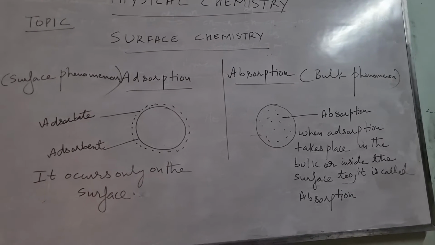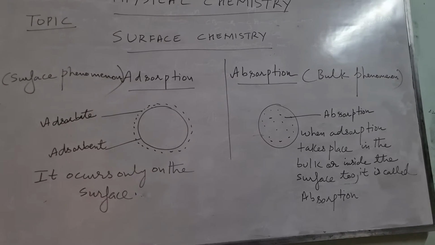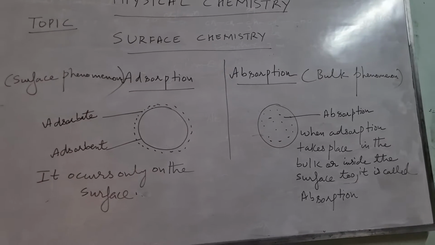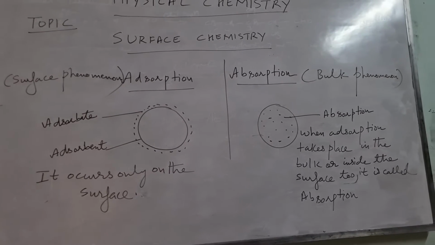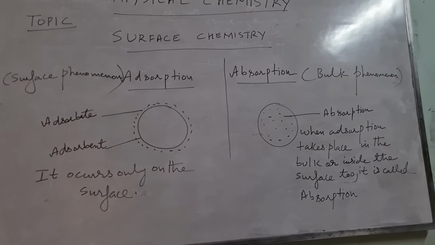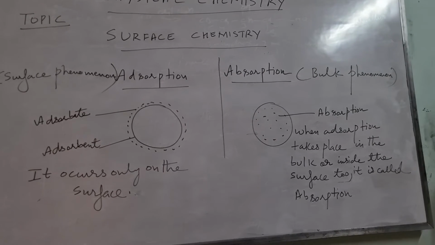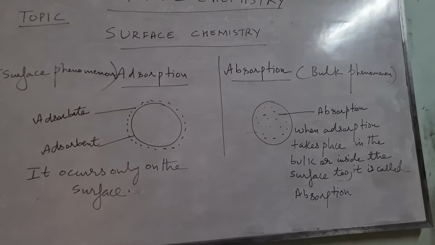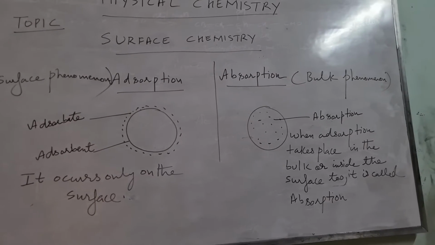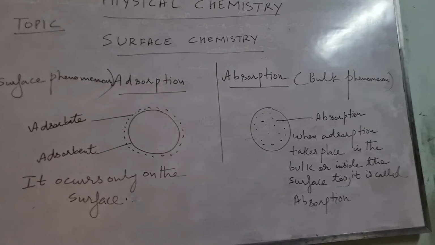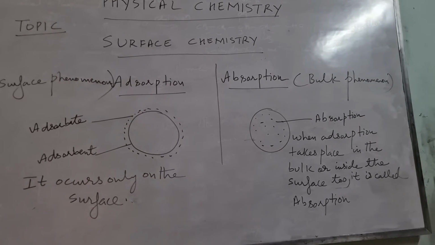If you increase the surface area, the adsorption rate will be very high, because more surface area, more adsorption. So always remember, the second factor is that the rate of adsorption depends upon the surface area. In other words, adsorption is directly proportional to the surface area. The more the surface area, the more will be adsorption.